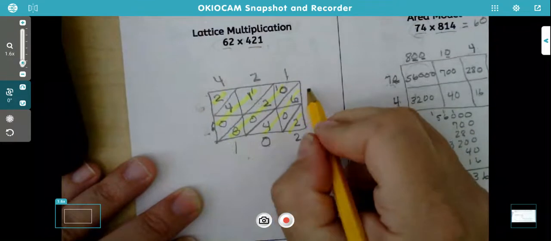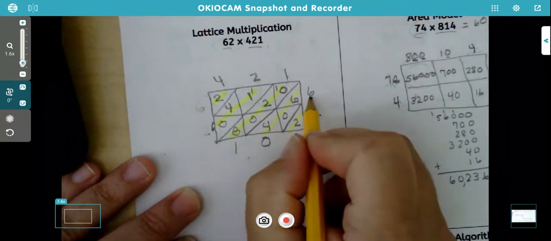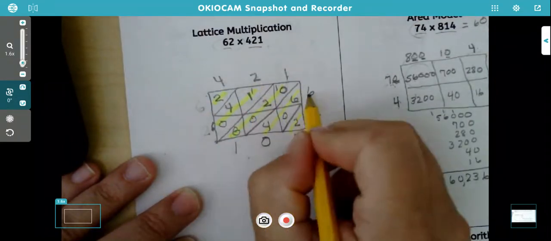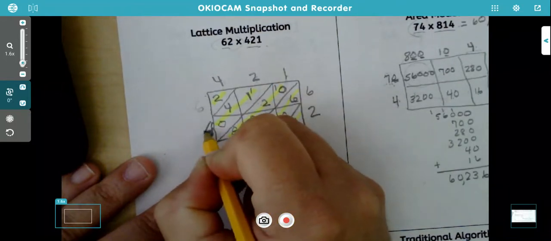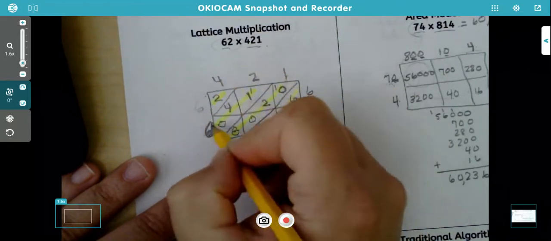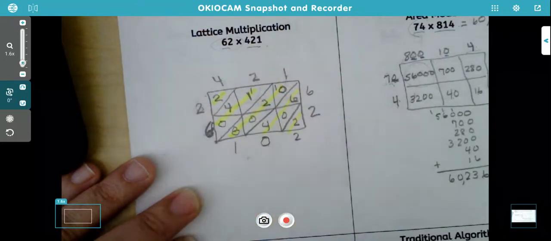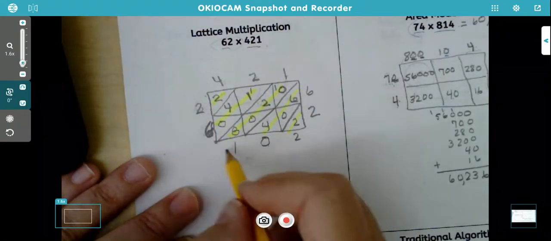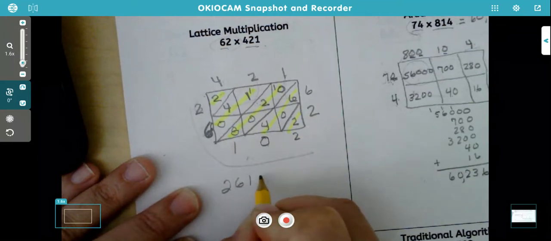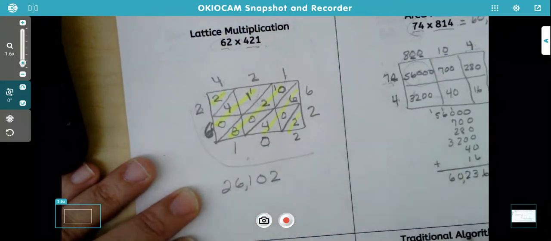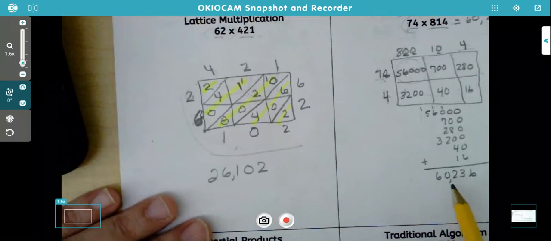I should have set these two numbers up on this end, and it's still the same. This is still 6 times 4, 6 times 2. Okay, 1 plus 1 is 2, plus 4 is 6, so my 6 goes here, and then 2 all by itself. Okay, so my product is this number around the outside, 2, 6, 1, 0, 2. Okay, and that's the lattice multiplication.